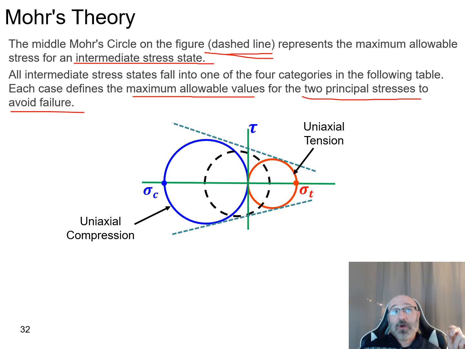So that's something that's important. We're trying to figure out how we can avoid failure, and that's going to help us determine that. You can see again there's our blue circle, uniaxial compression, and red circle, uniaxial tension. Now we can see the center for our intermediate stress, this black dashed circle, and you see this one fits within that envelope.